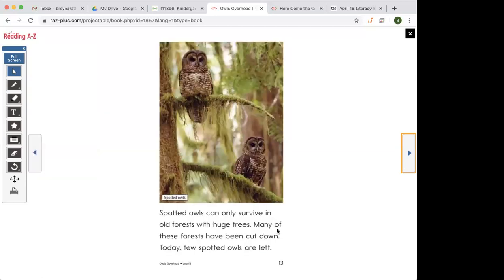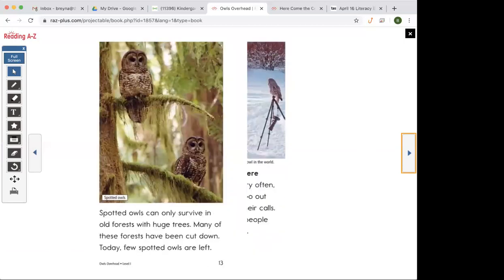Spotted owls can only survive in old forests with huge trees. Many of these forests have been cut down. Today, few spotted owls are left. And then the picture shows the spotted owls.